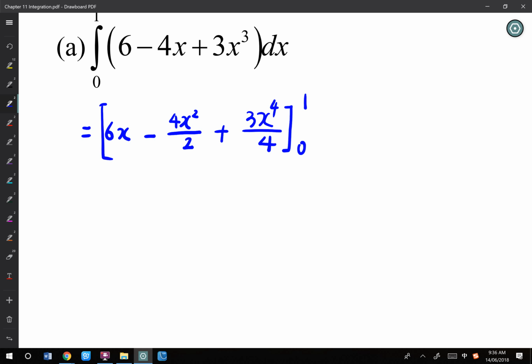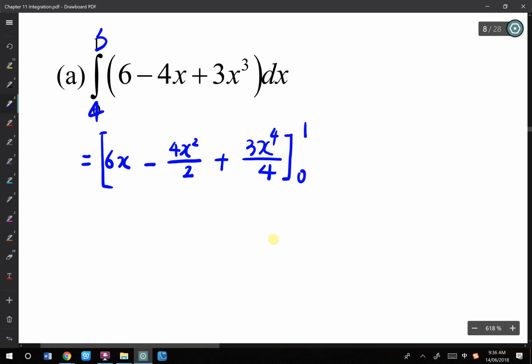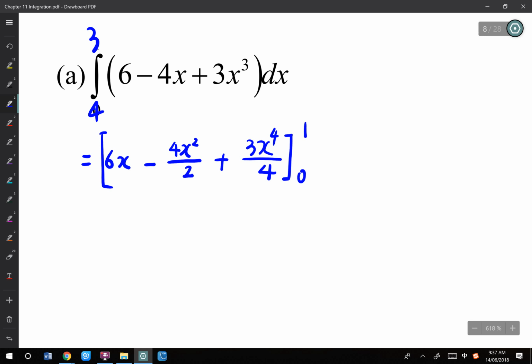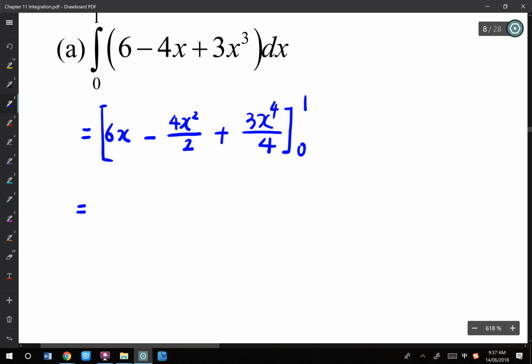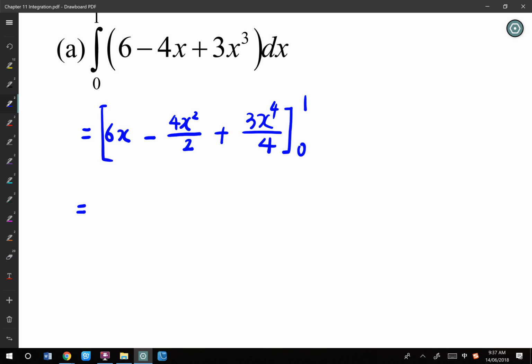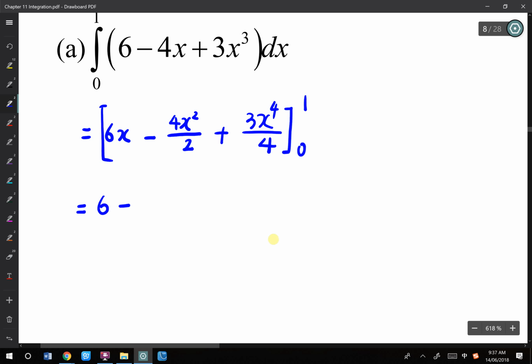The next step is I sub the top number first. It doesn't matter which number is larger, which number is smaller. For example, I can go for 4 to 3. I'll explain what 4 to 3 means later. The order is important, but it doesn't matter which one is larger, you always sub the top number first. So we sub 1 into the function first, and we got 6 minus 2, and plus 3 over 4. We bracket that.